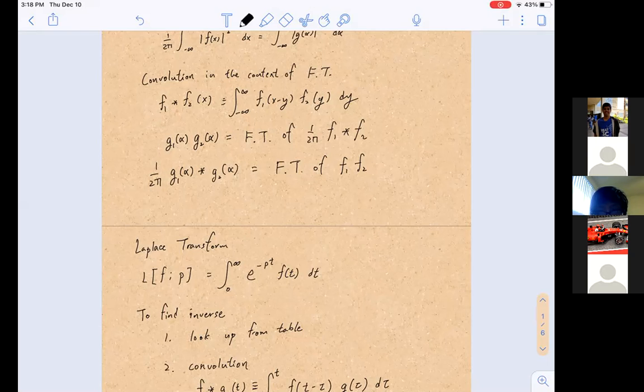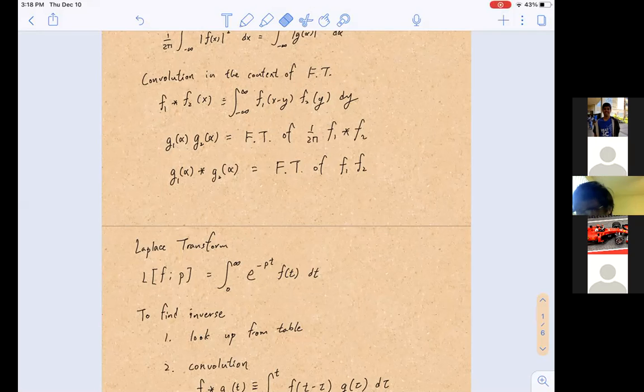Let's see. Is it? Because in the homework problem, we proved, oh yeah, exactly that. Yeah, yeah. There's no. Yeah. Okay. Yes.